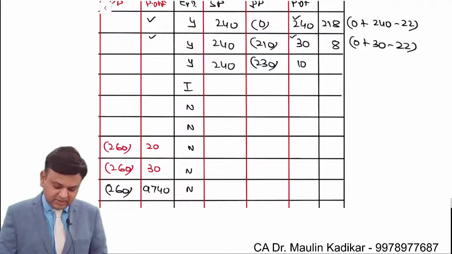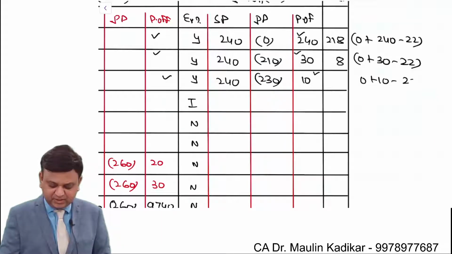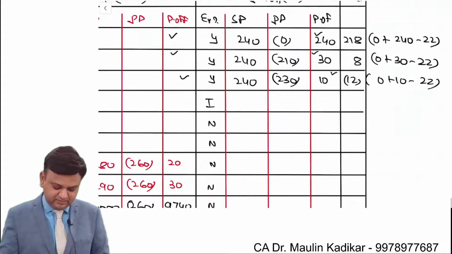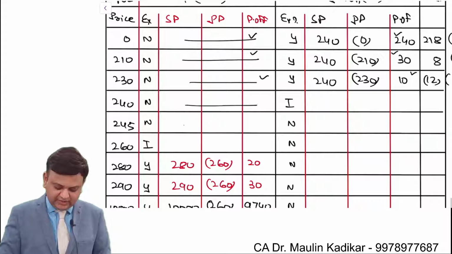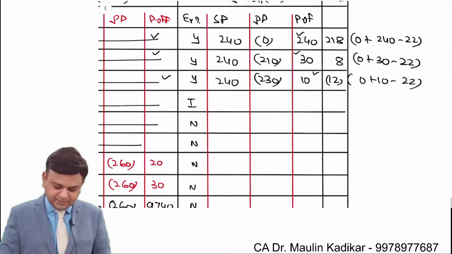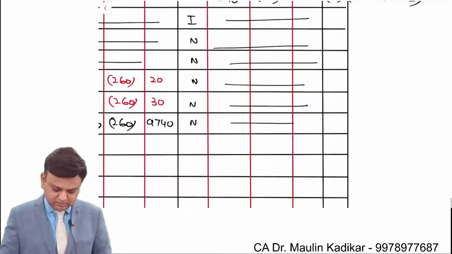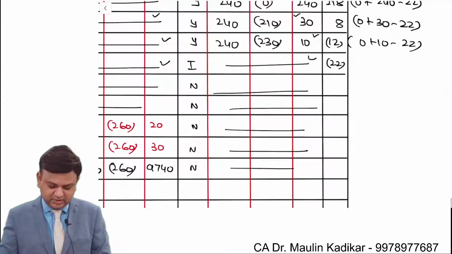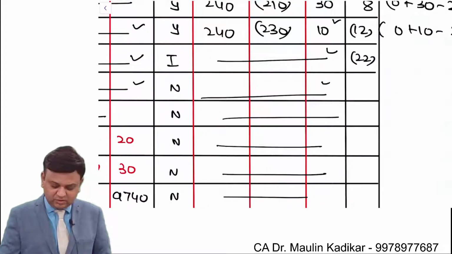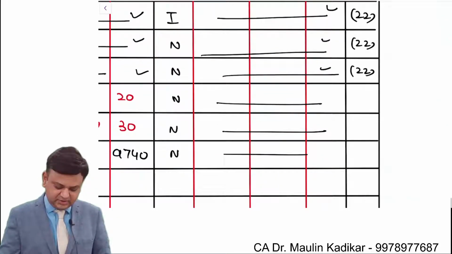Next, payoff is 0, then over here it is 10. So 0 plus 10 minus 22 comes to negative 12. Because over here the option is not exercised, the payoff value is 0. So 0 payoff, 0 payoff, so there is a loss of 22 rupees. That is the premium.